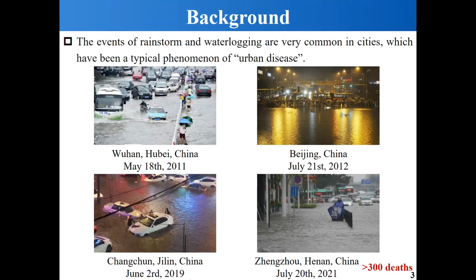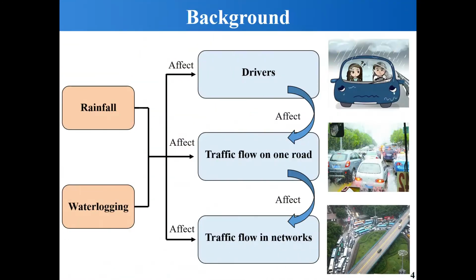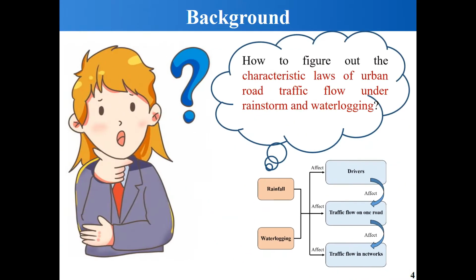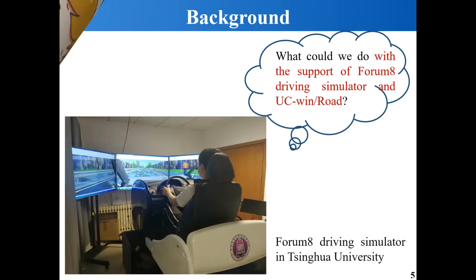The events of rainstorm and waterlogging are very common in cities. As a recent case in China, more than 300 people died in this year's rainstorm in Henan, Zhengzhou. In our study, we mainly focus on how exactly the rainfall and waterlogging would affect the transportation system at different levels, including drivers, traffic flow on single road sections, and traffic flow in networks. Another question is what we could do with the support of a full-scale driving simulator and using WinRoad.